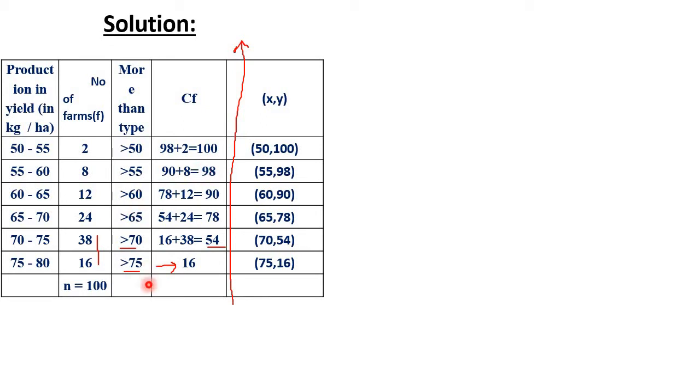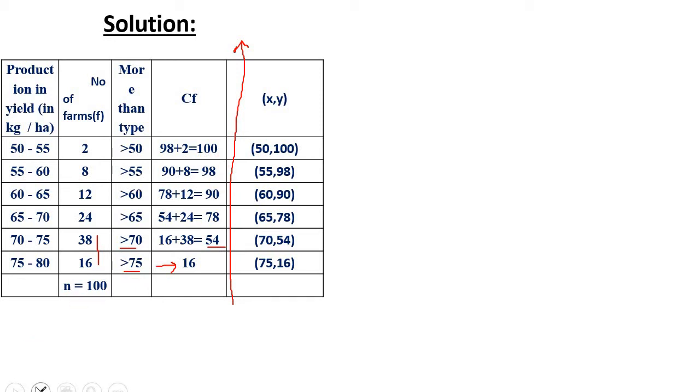So in case of the more than type, it is easy to remember. We can add the cumulative frequency from the bottom, or else we can subtract from 100. 100 as it is, 100 minus 2, 98. 98 minus 8 is 90. 90 minus 12, 78. Like this also we can come from top to bottom. So 16 as it is, 16 plus 38, 54. 54 plus 24, 78. 78 plus 12, 90. 90 plus 8, 98. 98 plus 2, 100.